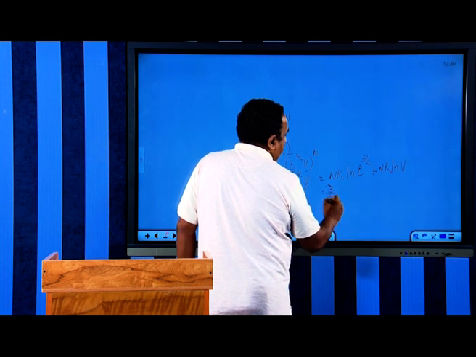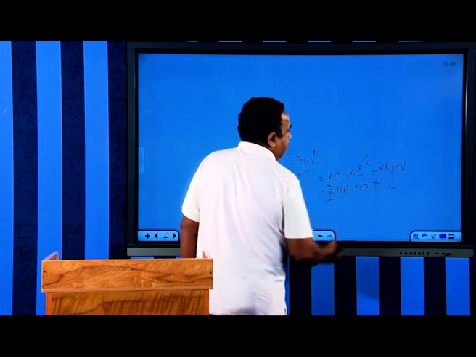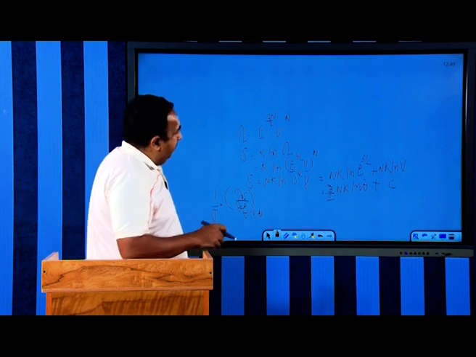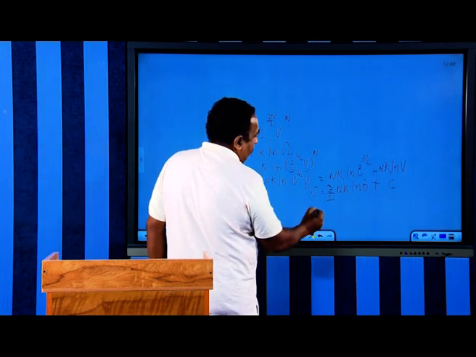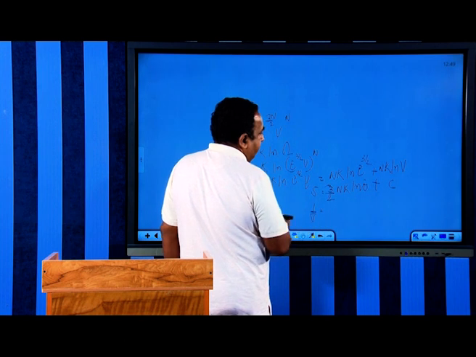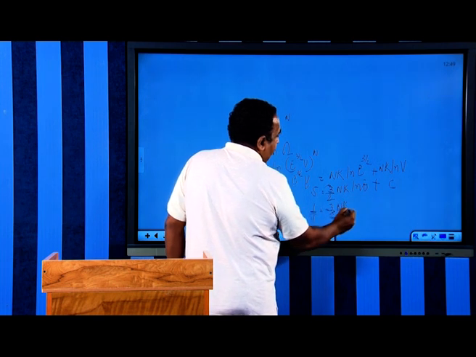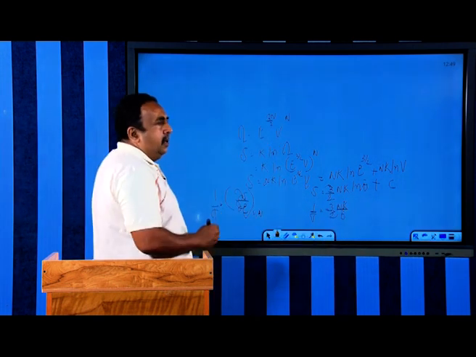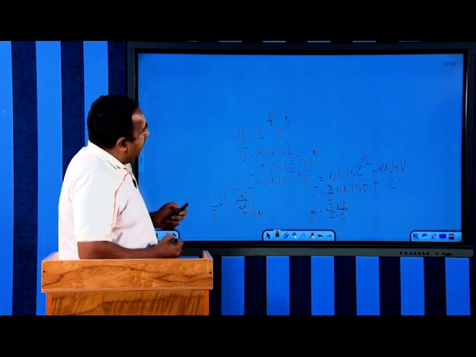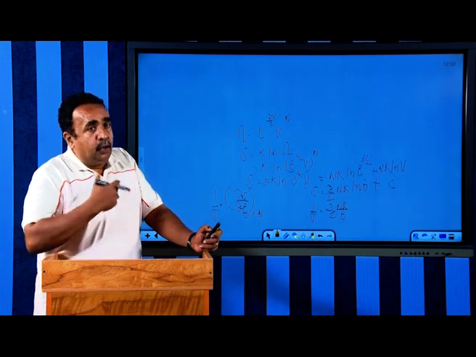Therefore, this will be 3 by 2 Nk log E. I am not bothered about this constant, because when I take the partial derivative of a constant, it will be equal to 0. Now, this is my S. If I find the partial derivative of it, I have 3 by 2 Nk, and the derivative of log E becomes 1 by E. Cross multiplying, I will get E is equal to 3 by 2 NkT. This is how you can find entropy if omega is given to you.